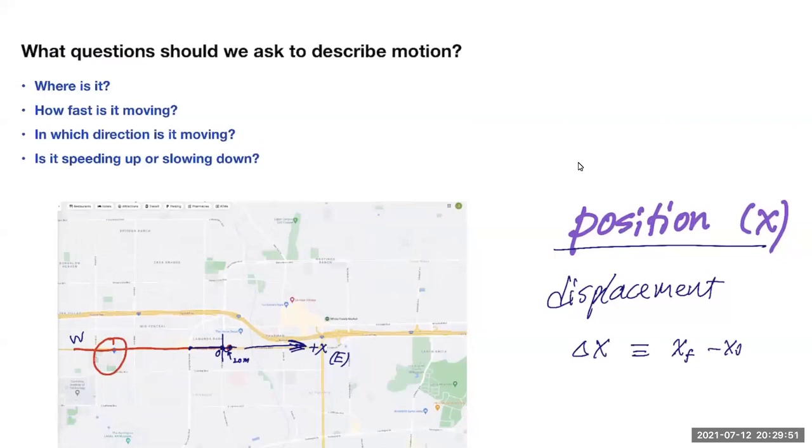The next question is, so how fast are you moving? You're already late. Are you moving fast or moving slowly? You say, oh, I am driving at 30 miles per hour. Okay, that is how fast you're moving. That is your velocity. So that's the next piece of information. Now, velocity also has a sense of direction.